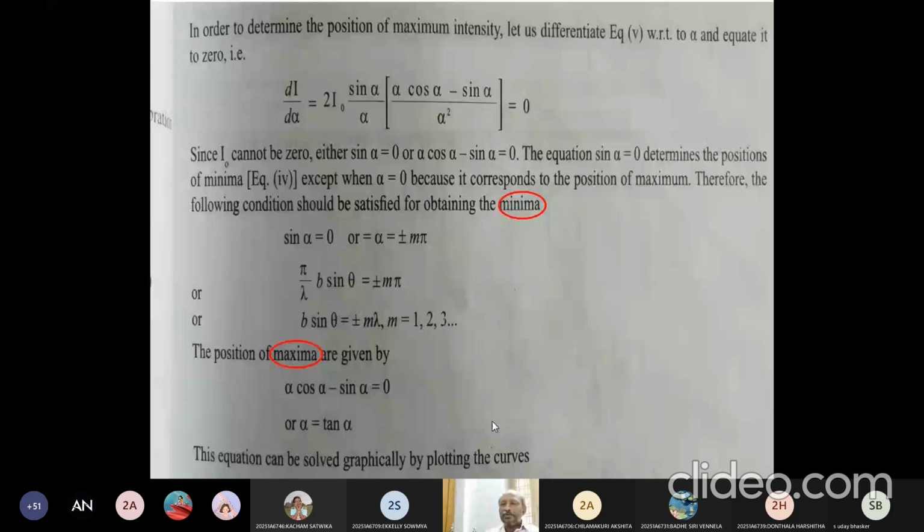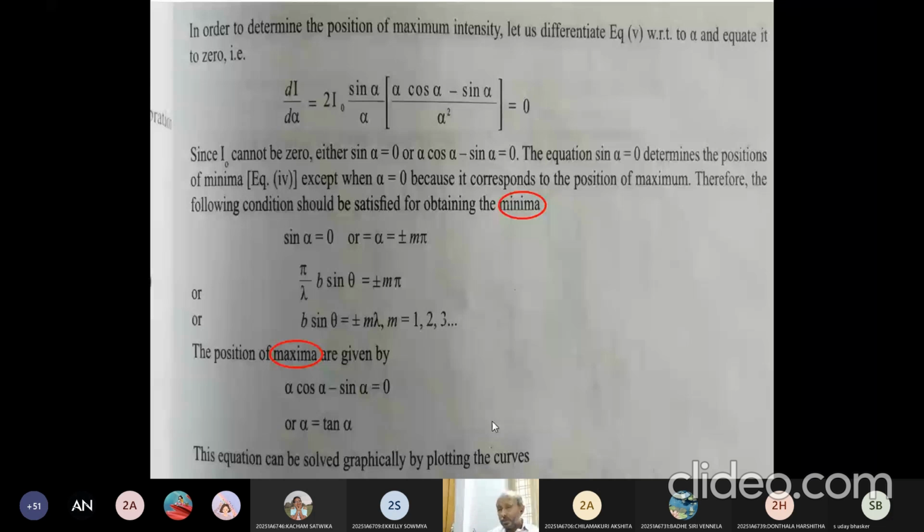What do I get upon differentiating? 2 I naught sin alpha by alpha into alpha cos alpha minus sin alpha by alpha square is equated to 0. Now, what are all the possible conditions? Either I naught is equal to 0. If I naught is equal to 0, there is no intensity at all, which implies there is no wave at all. So I naught cannot be 0.